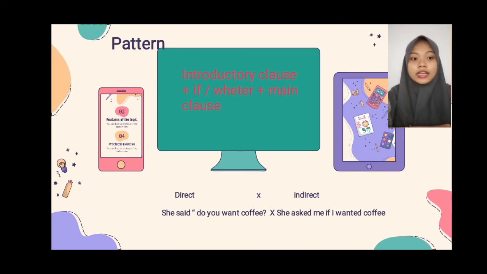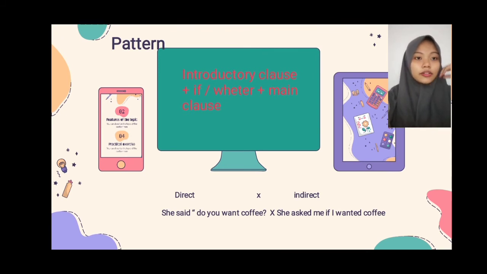Example, direct: she said, "Do you want coffee?" Indirect: she asked me if I wanted coffee. If before she said, to be changed, she asked. And then, "Do you want coffee?" Want is simple present, verb one. To be, if I wanted coffee, wanted is verb 2 in simple past. So simple present can change to simple past.